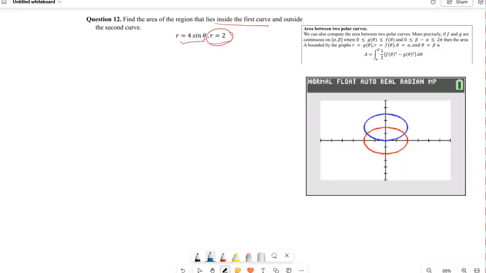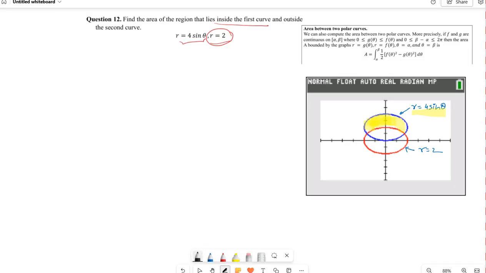So here I have my graph. This blue graph is the first curve, r is equal to 4 sine theta. And this red graph is r equal to 2. My question is to find the area of the region that lies inside the first curve but outside the second curve. So the only portion which we need to find is this portion that is inside the first curve but outside the second curve, which is the red curve. We don't want to go inside the second curve. Okay, this is the highlighted portion.